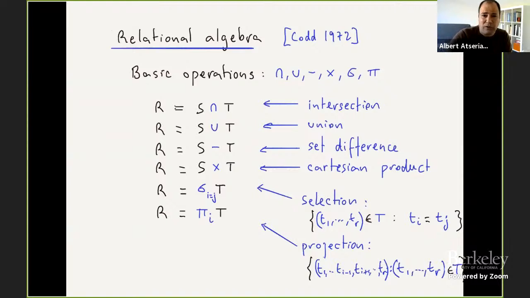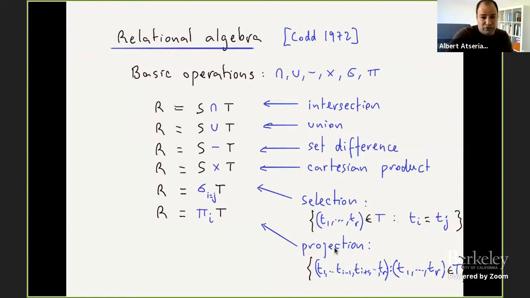So he says, okay, what can we do with these relations? We can manipulate them in some ways. We can do the intersection of two relations, provided they are of the same type. We can do the union of relations, provided they are of the same type. We can do set difference. We can do Cartesian products, where now the types concatenate. And then there are two special operations. One is the selection operation, denoted by sigma i j. What this represents are the tuples in the relation T where the i and j components are equal. This is the equality selection.